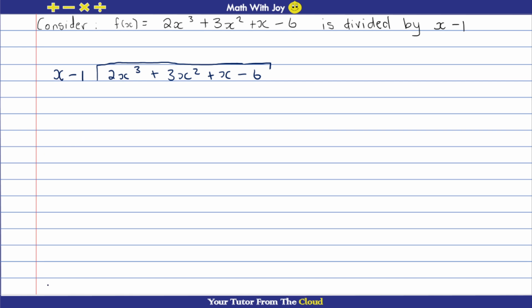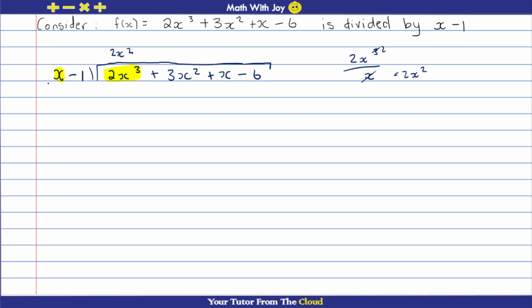Now, the steps are that you're first going to take the x and divide it into the 2x to the power of 3. So the first term divides the first term. Basically you have 2x to the power of 3 being divided by x, and now the x's will cancel in such a way that you are left with 2x squared. So the answer is 2x squared. You write it there at the top.